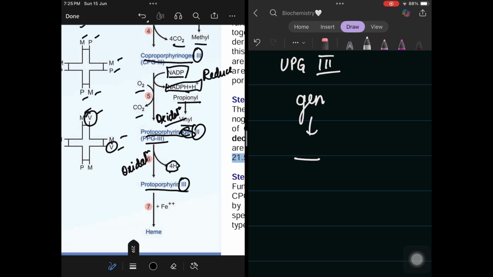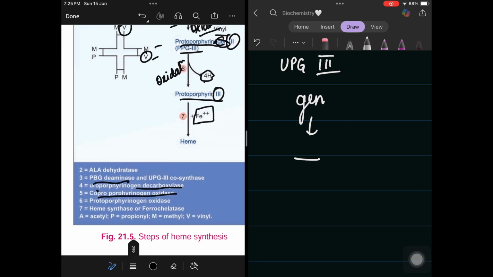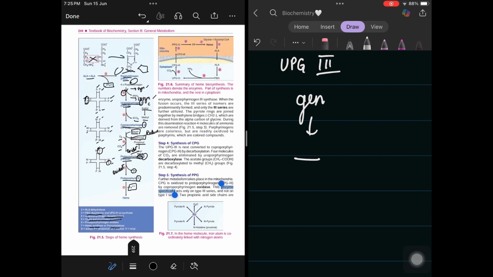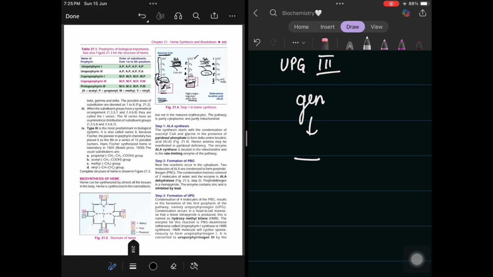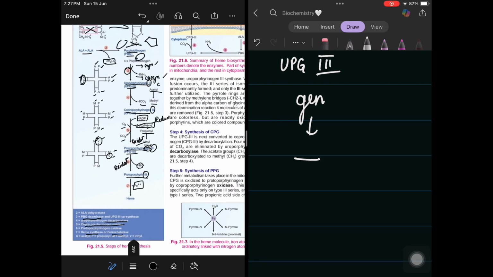Now it's protoporphyrin 3. And protoporphyrin combines with heme ion, or basically ferrous ion. What do you think the enzyme is? Obviously heme synthase or ferrochelatase, because you're going to chelate this ion and finally form heme, which looks something like this. So what was the last alteration we did to the groups? We made it MV, MV, MP, PM. You have your 4 pyrrole rings, and you have the heme ion or the ferrous ion in the center. That's it. It's as easy as that.